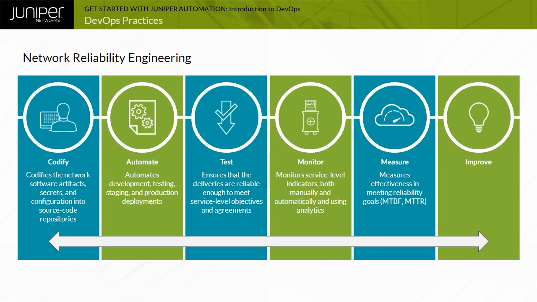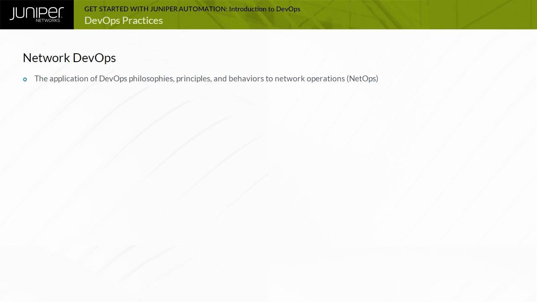Measure. The NRE culture values truth and transparency and uses indicators to measure their effectiveness in meeting reliability goals, such as mean time between failure, or MTBF, and mean time to resolution, or MTTR. Improve. Permanently improve the stability of the system, visibility, and incident reaction time. Network DevOps is the application of DevOps philosophies, principles, and behaviors to network operations, or NetOps. Network reliability engineers put it into practice.